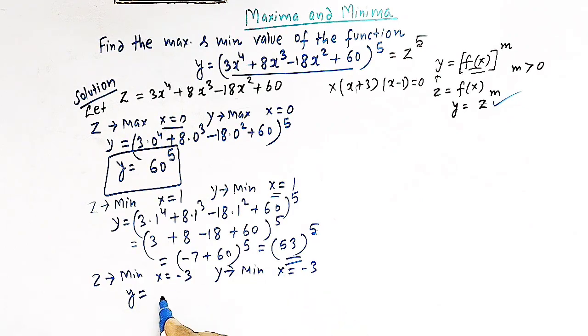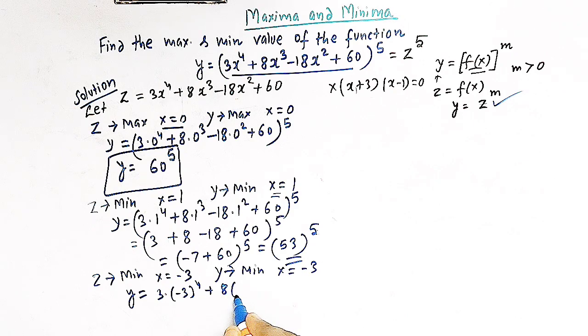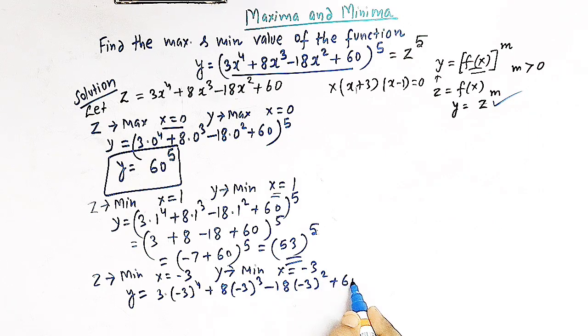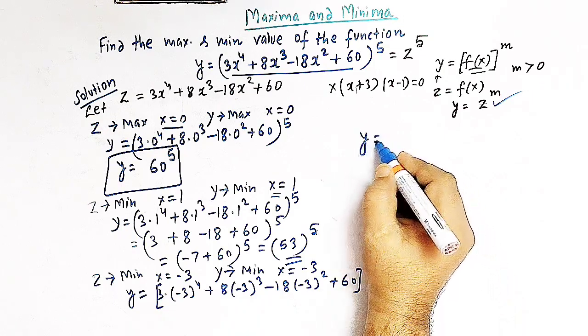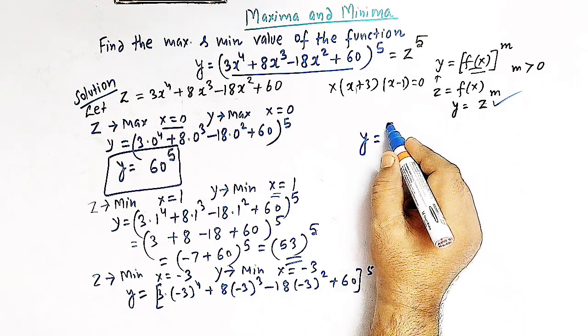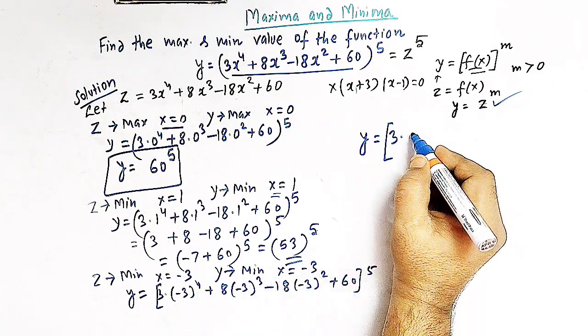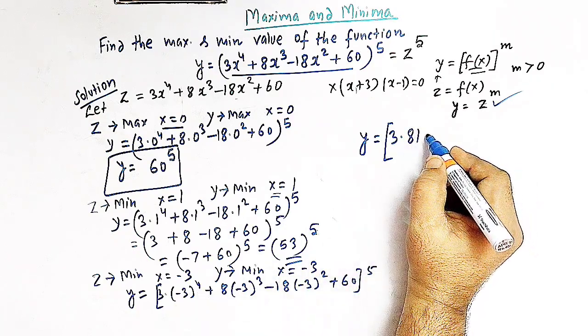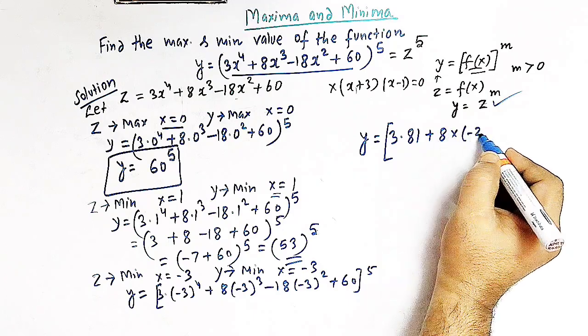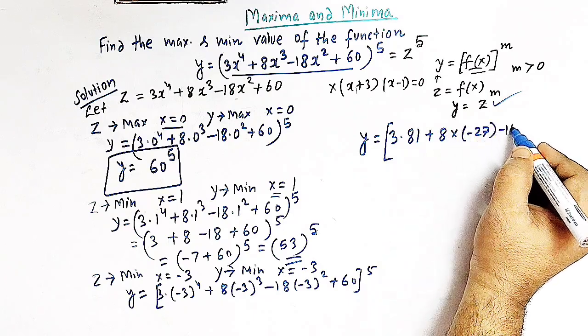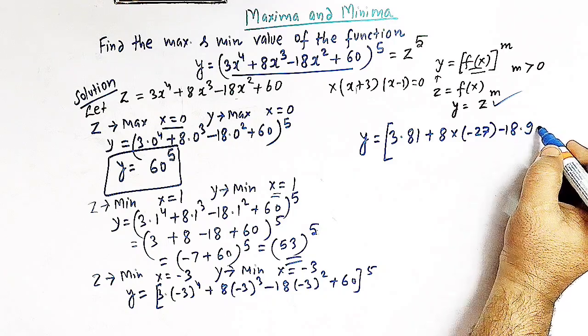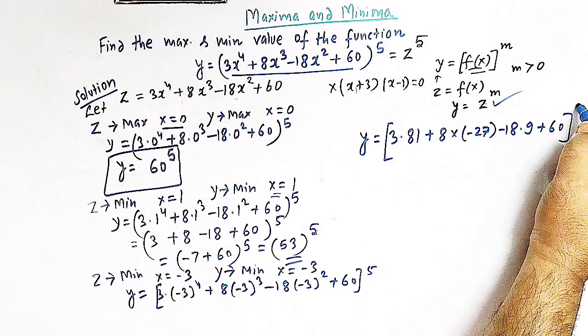So now we have y is equal to 3 times (-3) raised to 4, then we have 18 times (-3) raised to 3, minus 18 times (-3) squared, plus 60, and here the power is 5. So now y is equal to 3 times (-3) raised to 4, which is 81. Then we have 8 times -27. Then we have -18 times 9. Then we have 60 raised to 5.